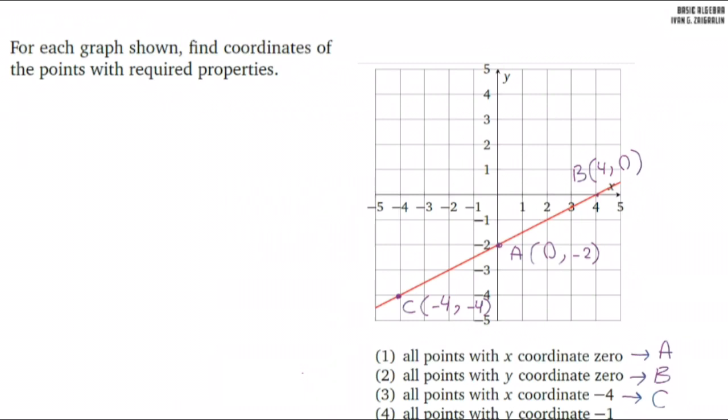4, all points with y coordinate -1, and this point is D. And the point with y coordinate -1 is here, which is D, with x coordinate 2 and y coordinate -1, and we have only one point with y coordinate -1.